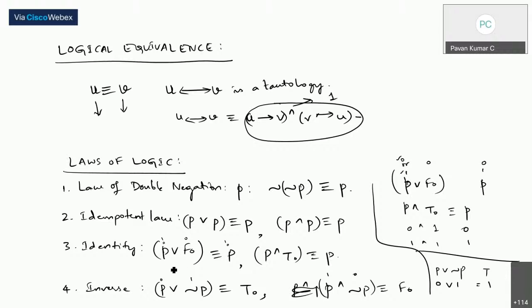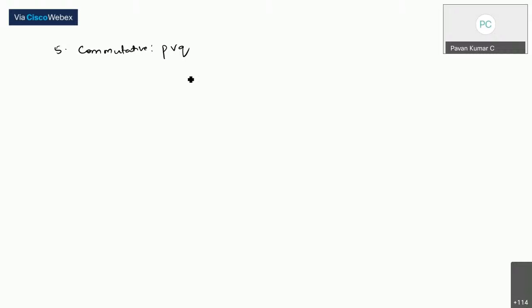Okay. Now, commutative property is something like this. Commutative property says P or Q is logically equivalent to Q or P, and P and Q is logically equivalent to Q and P. Then again, we have something called De Morgan's law here, not the previous law. It is something different over here.